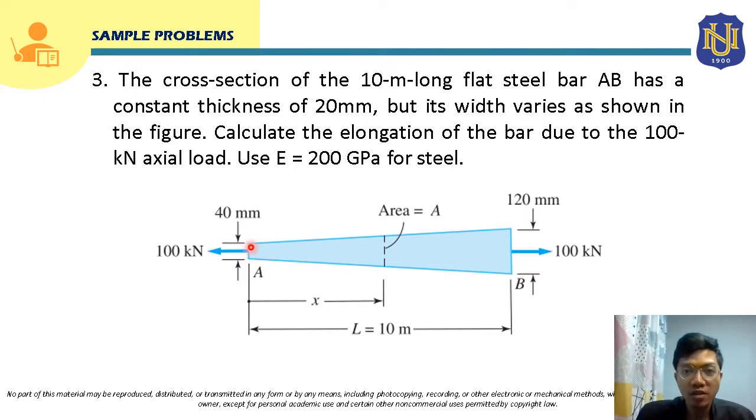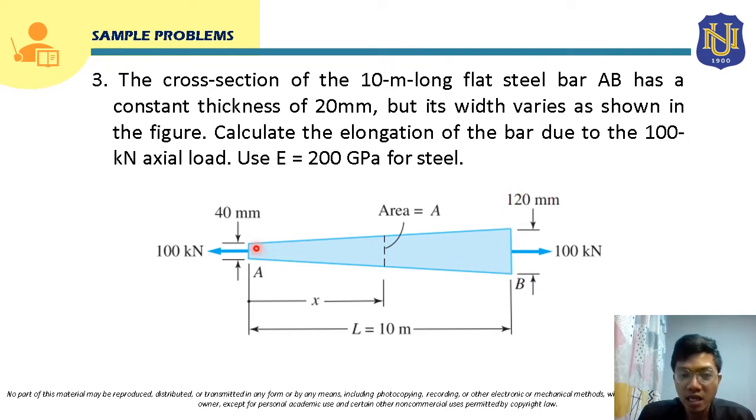So, class, we have here this flat steel bar. This is 10 meters long, and its thickness is 20 millimeters. We cannot see the thickness here since this is two-dimensional, but its thickness is 20 millimeter. We are going to use that for the computation of area. Its width varies as shown here. Here the width is 40 millimeter, and at the other end, the width is 120 millimeters.